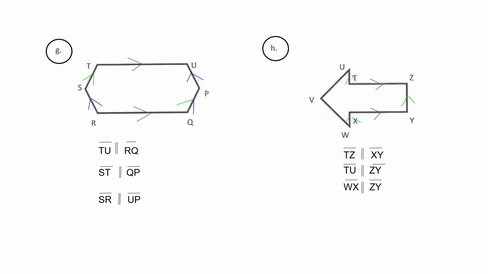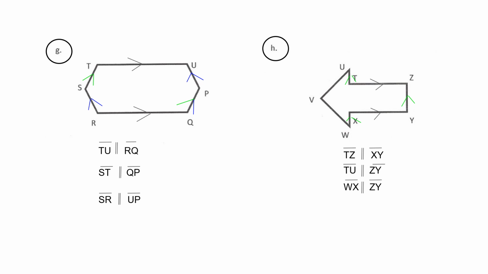Now, this is a little tricky because ST is parallel to PQ. You might have to rotate the hexagon to see that, but these two stay the same distance apart and they never touch. Also, line segment ST and QP are parallel. And then line segment SR is parallel to UP. So these are parallel. They stay the same distance apart, and if they go on forever.